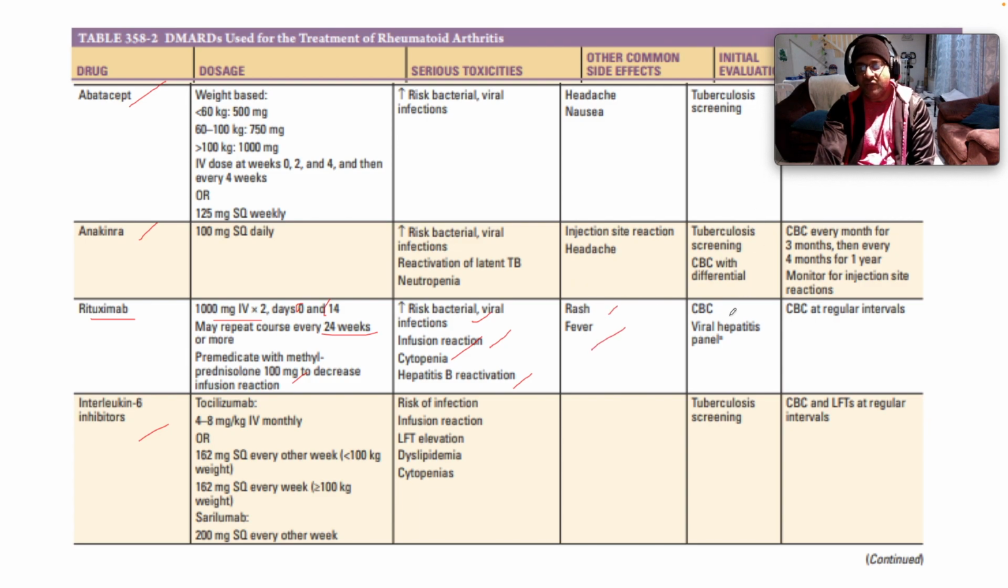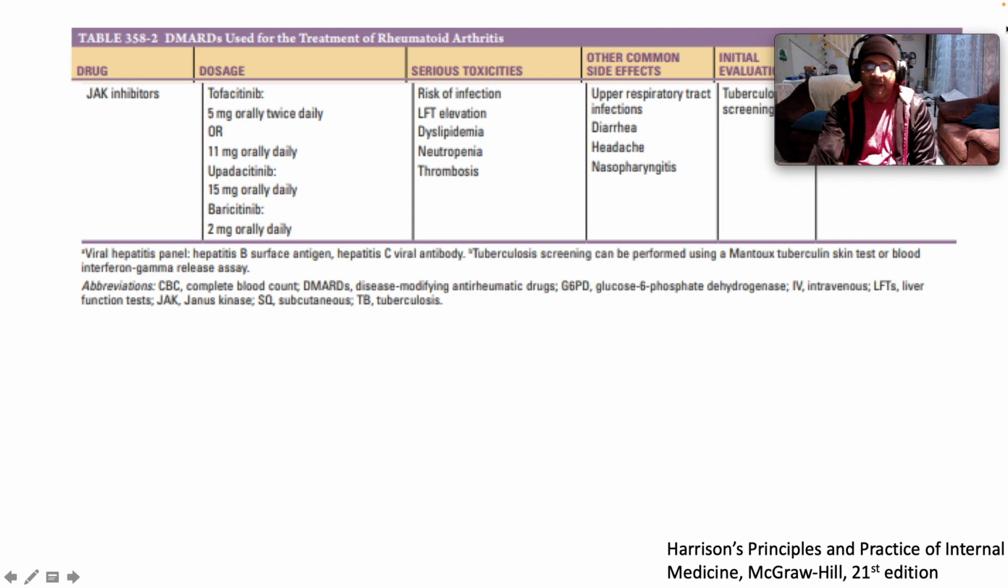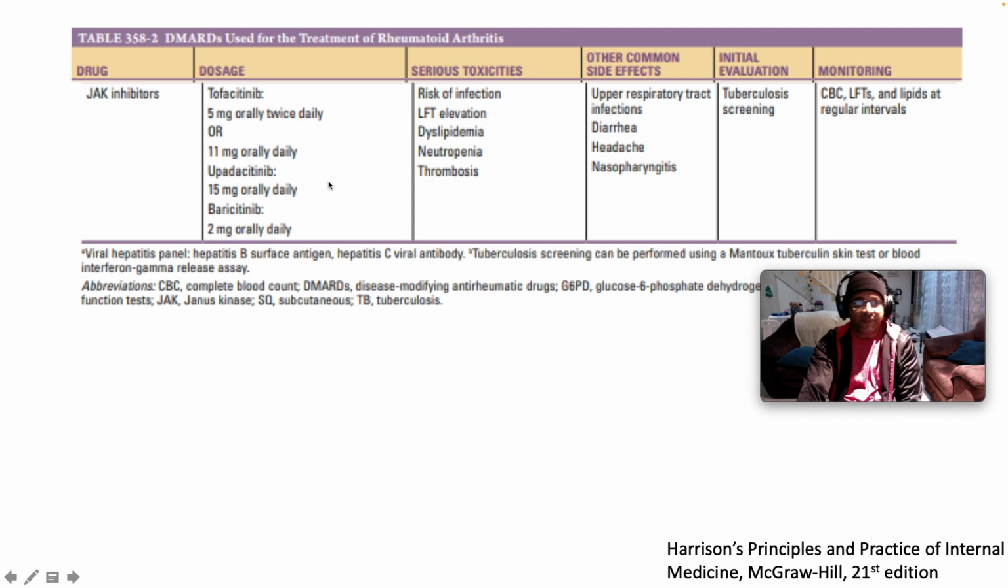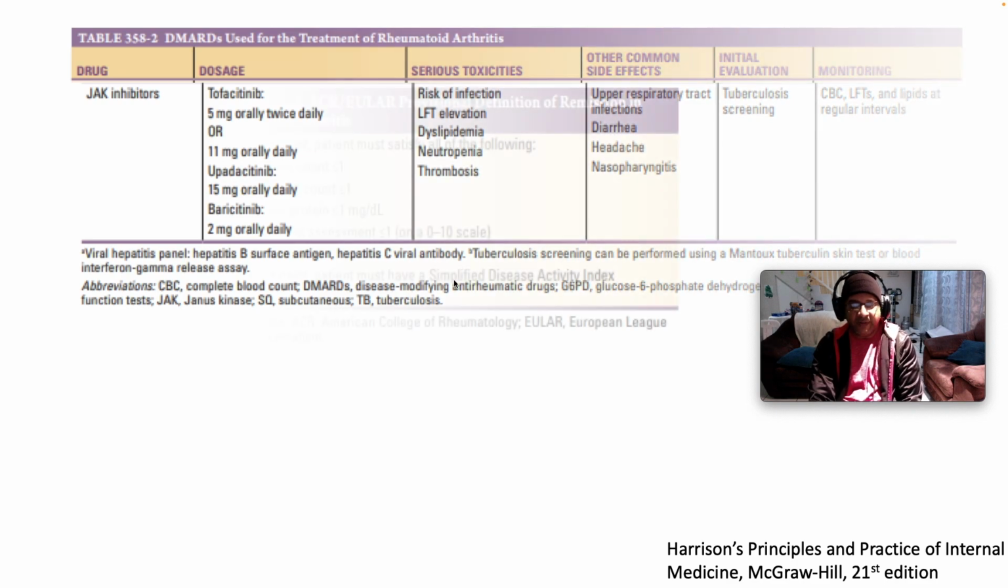So up front, to rule out hepatitis, you want to do your viral hepatitis panel and full blood count, and then thereafter full blood count at regular intervals, okay? The other class of drugs is, of course, your JAK inhibitors, tofacitinib, and company, alrighty?